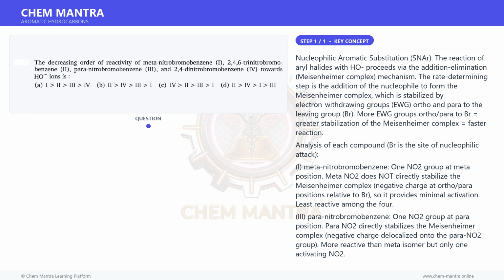4. 2,4-dinitrobromobenzene, 2 NO2 groups, 1 at ortho, position 2, and 1 at para, position 4, relative to Br. Both are ortho-para to Br, so both directly stabilize the Meisenheimer complex. More reactive than mononitro compounds.